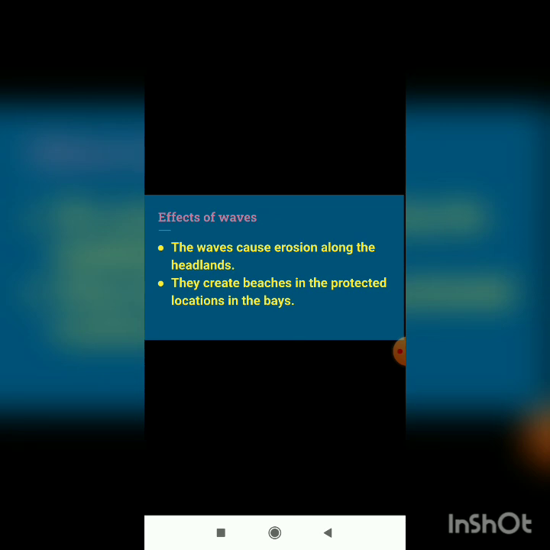So what are the effects of waves? The waves cause erosion along the headlands. What are headlands, students? A headland is a narrow piece of land that projects from a coastline into the sea. So the waves cause erosion along the headlands. They create beaches in the protected locations in the bays.